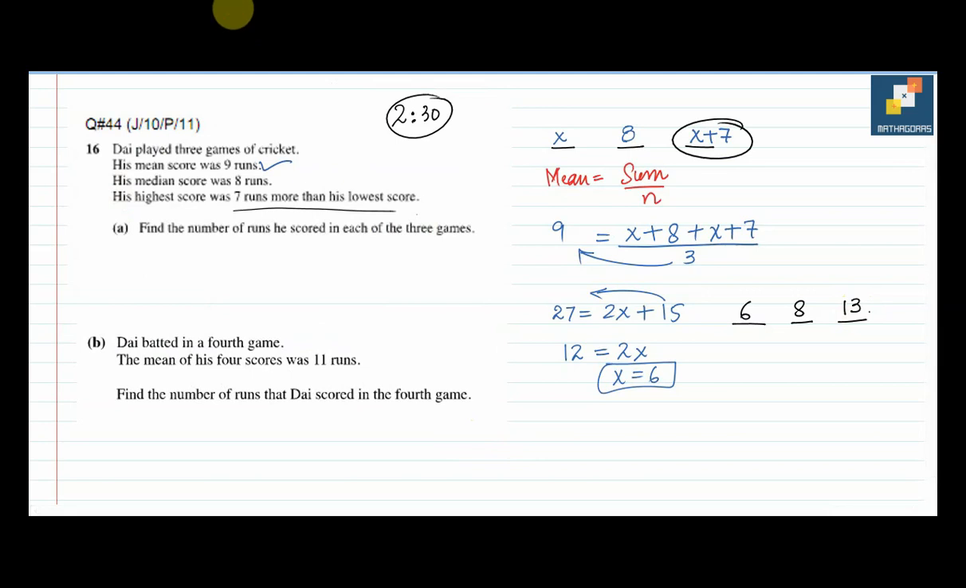So first give it a try by yourself. Time is 90 seconds to think about how you are going to solve for the unknown in the 4th game. So give it a try. Start.